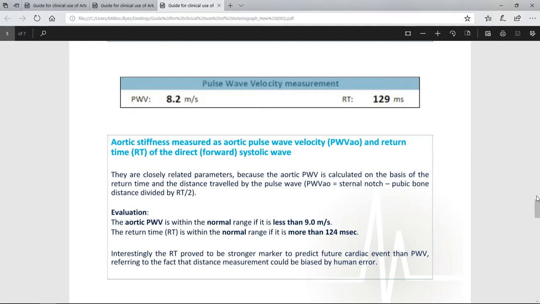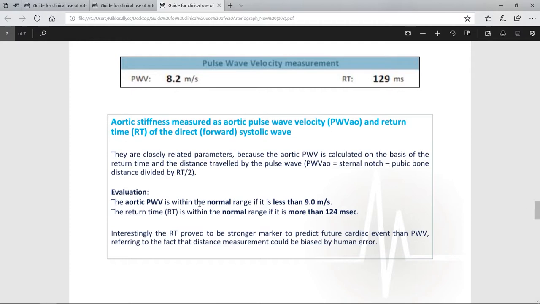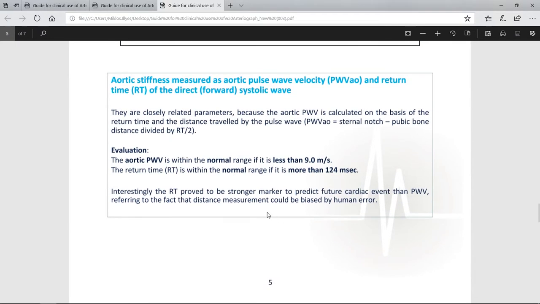The evaluation of the pulse velocity and the return time are the next. We consider the aortic pulse velocity to be normal if it is less than 9 meters per second, and the return time is normal if it is higher than 124 milliseconds. This threshold again comes from our survival study using receiver operating curve, ROC, analysis.